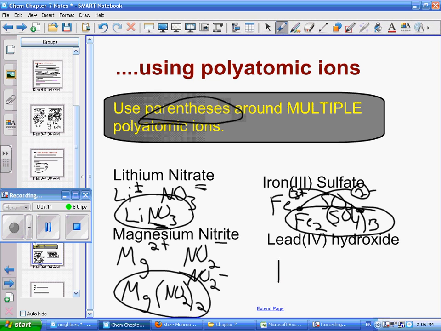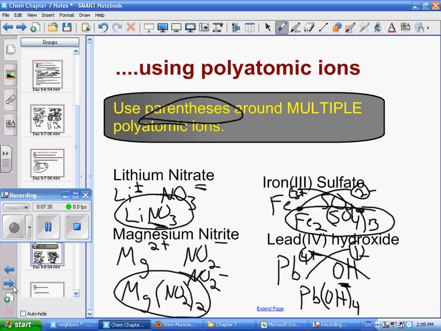Lead-4 hydroxide. Lead-4 is 4 plus. Hydroxide has a negative charge. So I have to use 4 hydroxides. The 4 goes down here. This 1 goes here. Pb, hydroxide is polyatomic, 4.